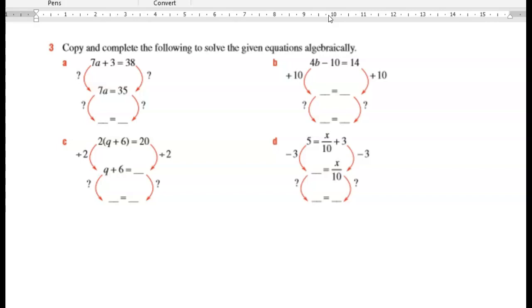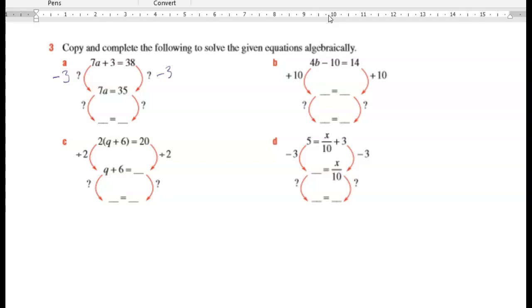Okay, so even though we read it from the equation from left to right, so you might think, oh, let's get rid of that 7. You should get rid of the constant first. Okay, so we've got plus 3. So the first step is to subtract 3. So we're getting rid of that constant first. And you can see we're then left with 7a equals 35, because that minus 3 cancels out with that 3. And then 38 minus 3 gives you 35.